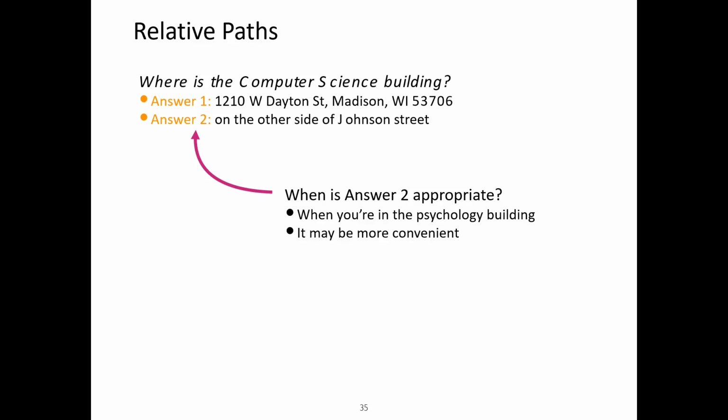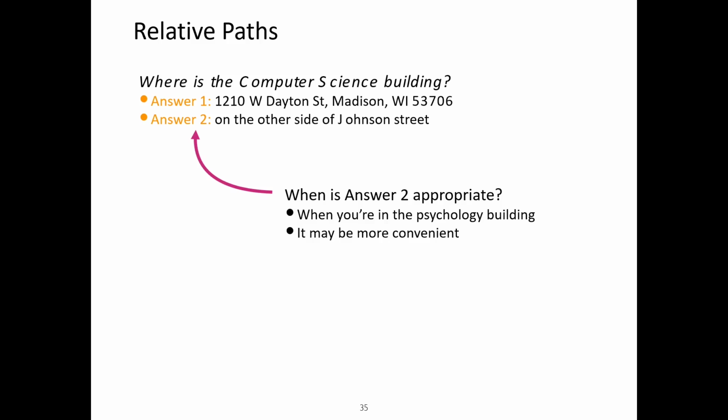But here's the idea. I've got 2 answers to this. I can tell you it's at 1210 West Dayton Street, Madison, Wisconsin, 53706. That's exactly the information you need to know where the computer science building is. Or, well, I could say on the other side of Johnson Street. Answer 1 pretty much always works. You can go plug that into your phone. You can look it up, see exactly where it is. Answer 2 really is only a good answer if we are across the street from the computer science building, and then I can tell you it's right there across the street.